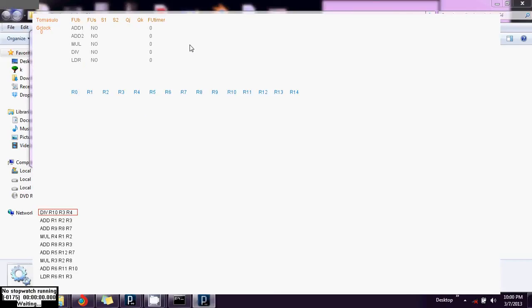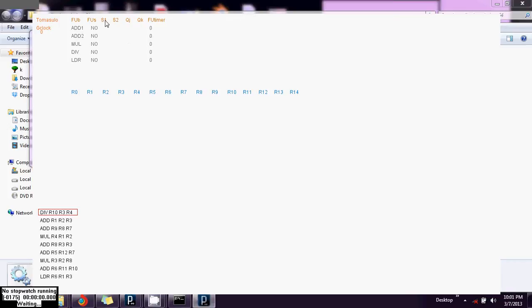Okay, so this is an example of Tomasulo that I have made in Processing. Here you can see the functional blocks that are present after the issue stage. There are two adders or subtractors, one multiplier, one divider and one load store block. This is showing whether they are busy or not.